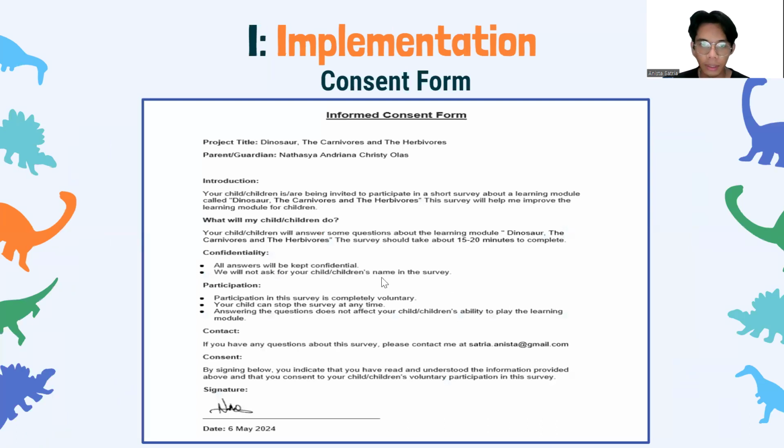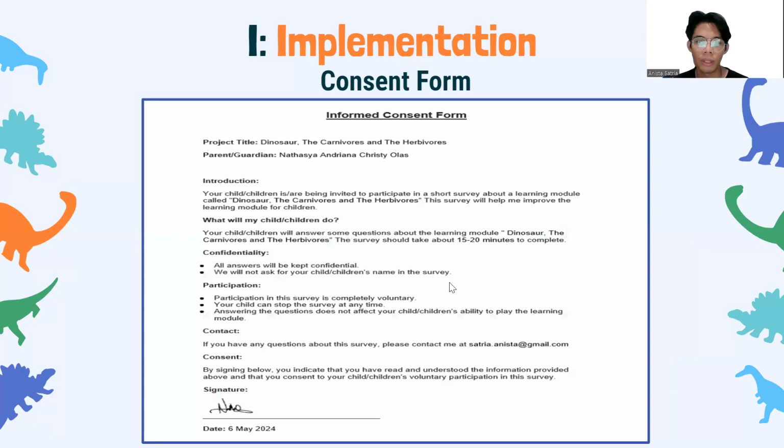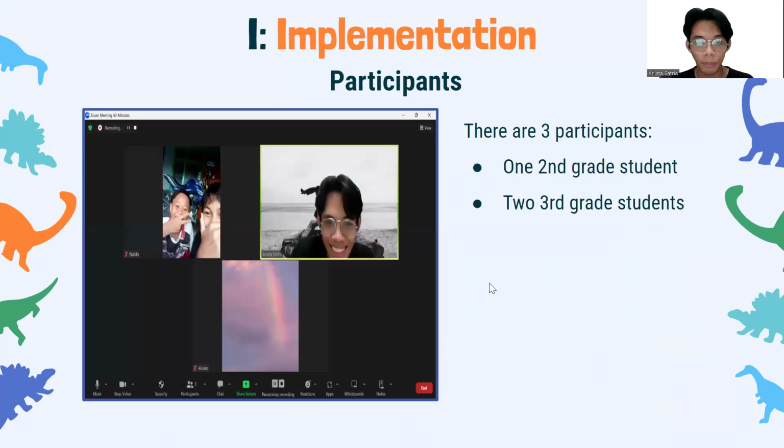Then next is the implementation, or the I1. So before I continue, this is the consent form that I gave to the guardian or the parents or the guardian. So when I test it with the student, I already get the consent form from their parents to do the survey.